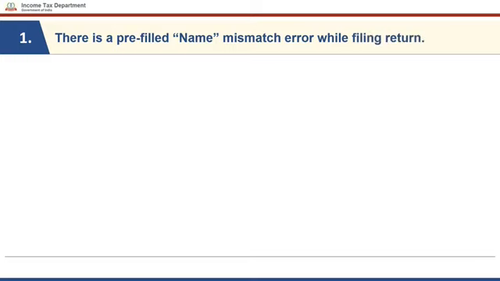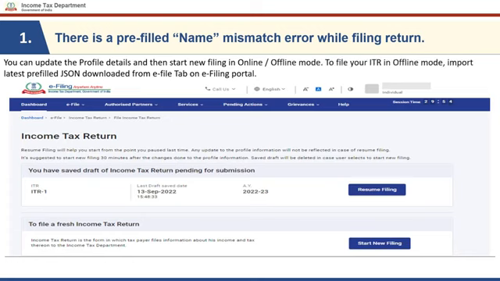If you're facing the error that the pre-filled name mismatch is found while filing income tax return, you can update the profile details. After updating the profile details, you can start new filing. The ITR can be filed either in the online mode or in the offline mode. If you're filing the ITR in the offline mode, import latest pre-filled JSON. The same can be downloaded from the e-file tab on the e-filing portal.